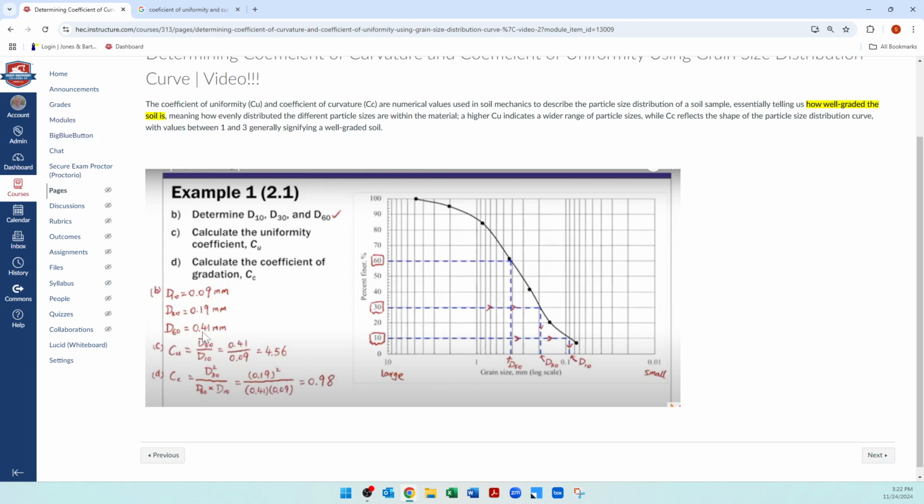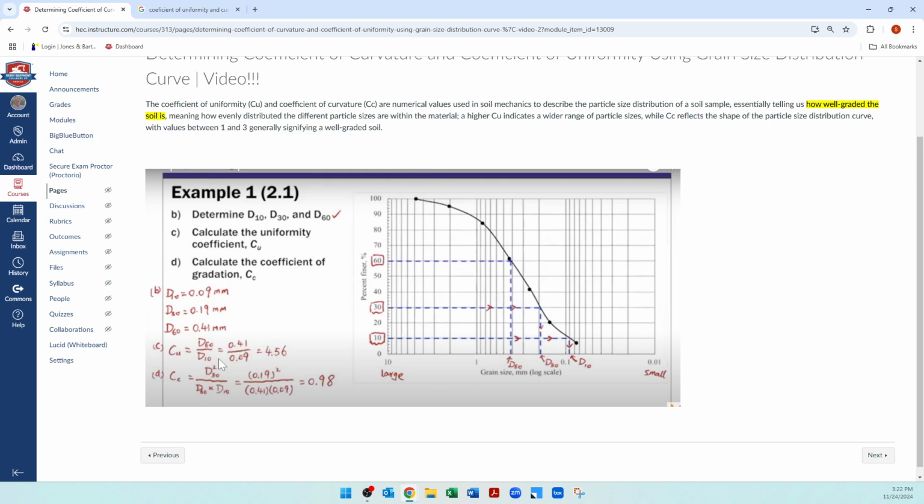And the D60 is 41 hundredths, or 0.41 millimeters. Now, where is the 60? Well, it's over here, and it's down, and you can see 0.1, 2, 3, 4, 0.41. So there's your 0.41.